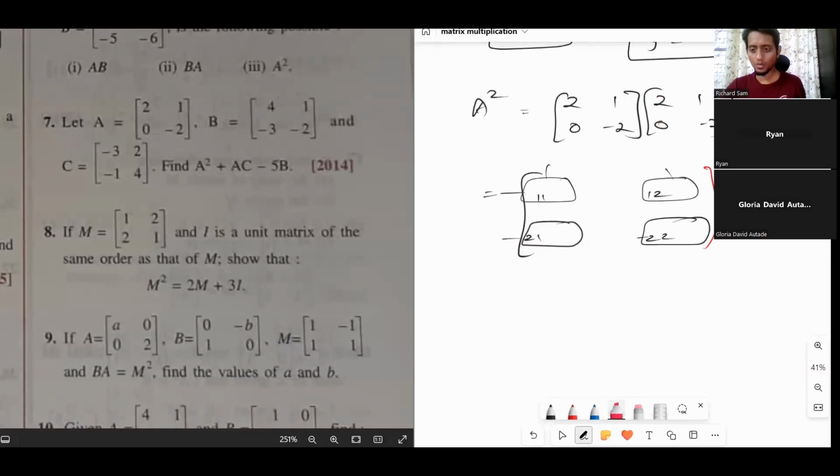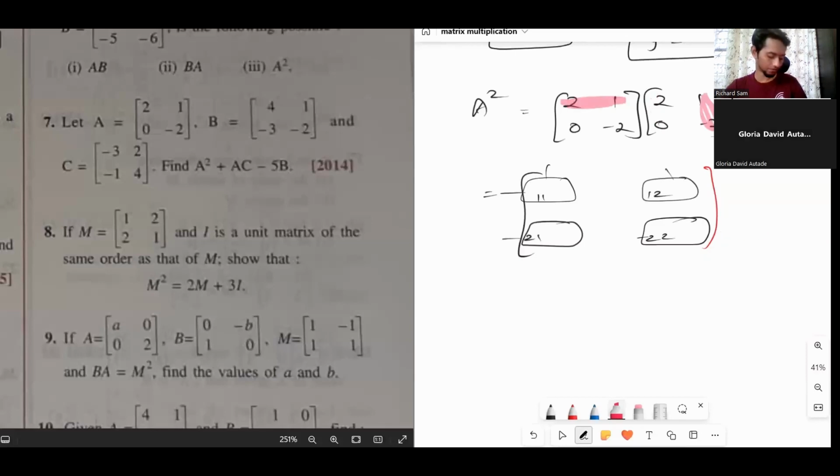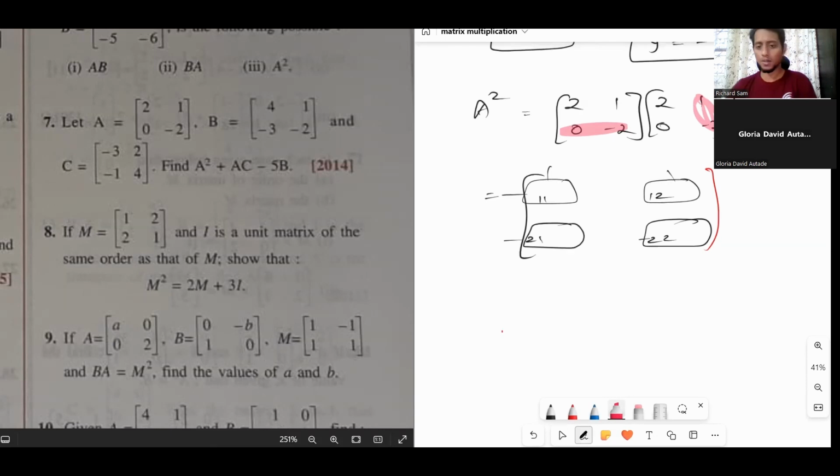Yes. To get the 1, 2, you're multiplying first row with second column. And then for 2, 1, you're doing second row into first column. And for 2, 2, you're doing second row into second column. Is that much clear? Yes, sir. Okay. All right, I'm erasing this and we'll fill it up with the values.